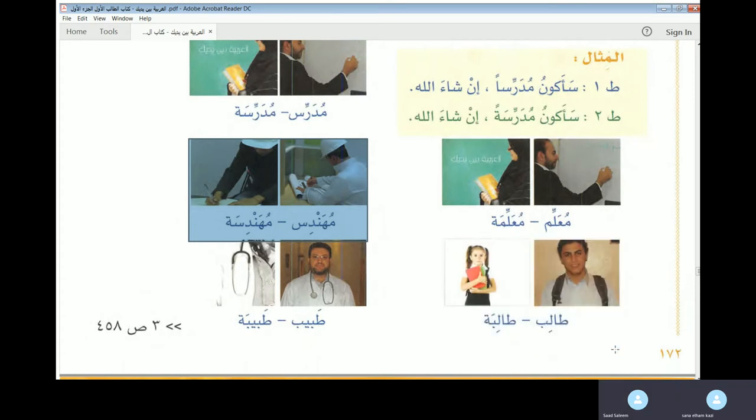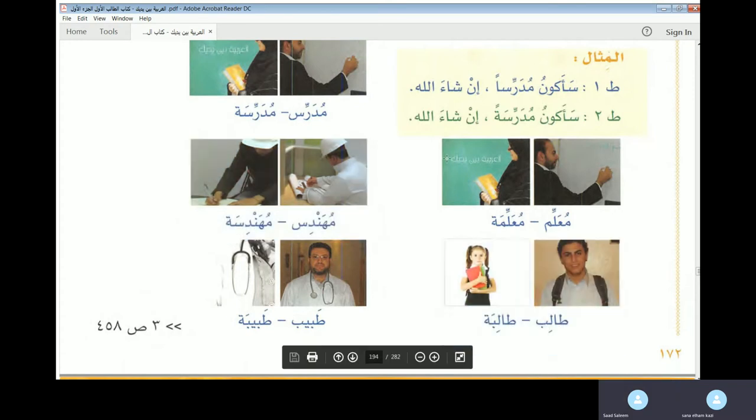So the question is, after sa-akunu you have to use mudarrisan, or is there some rule regarding that? Yes, after the word akunu we always use a mansub word, and if it is a masculine word with tanween, then we also use an extra alif, just like in mudarrisan and mu'alliman, we use alif after meem. Muhandisan, we use alif after seen. But in case of female, we don't use this extra alif with ta marbuta. It is not possible.